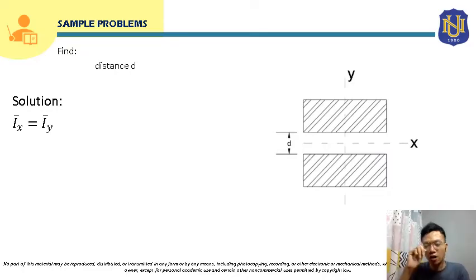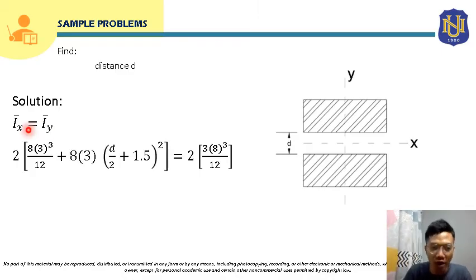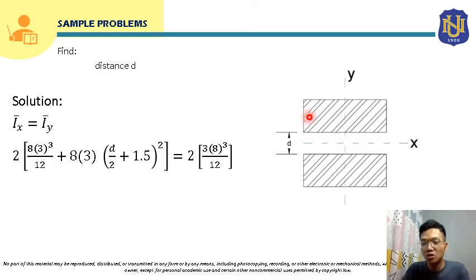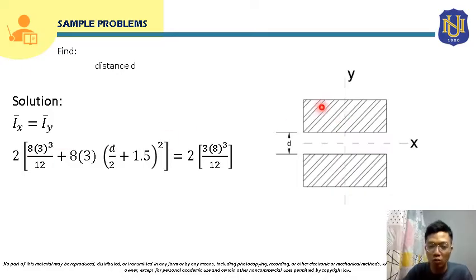Okay, so using this equation, let's solve for Ix bar. To solve for Ix bar for these two rectangles, our reference axis here will be this x-axis. So this will be the reference axis. These two rectangles are identical, so we can just solve for one rectangle and then multiply that by 2. So let's say we consider this rectangle.